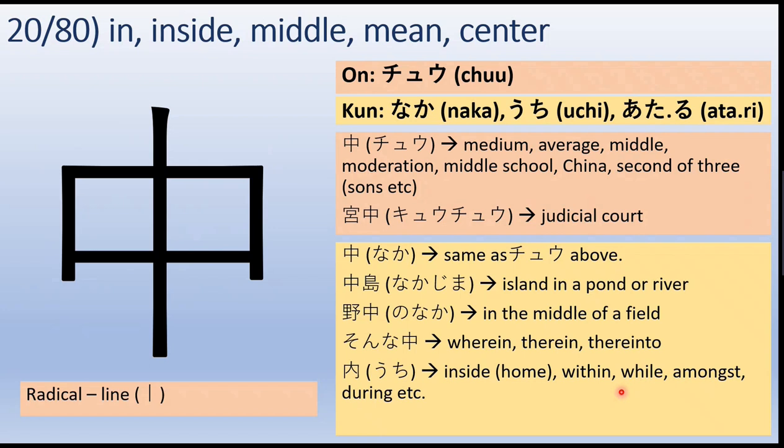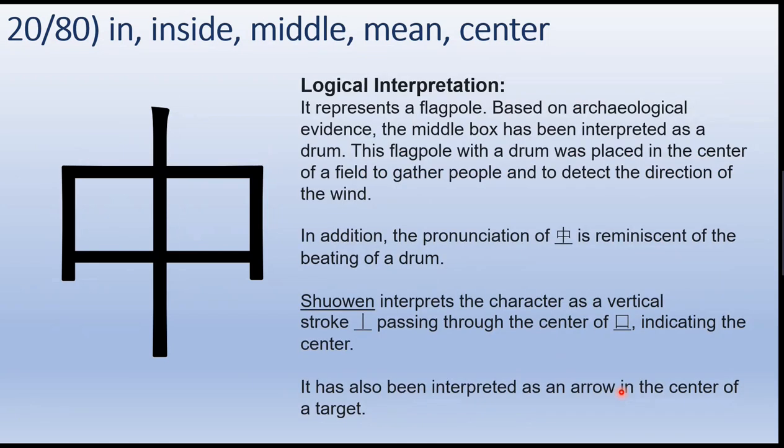This is based on the radical line. The vertical line is the radical. And this is the stroke order, like this. So there is some logical interpretation and history behind this character.